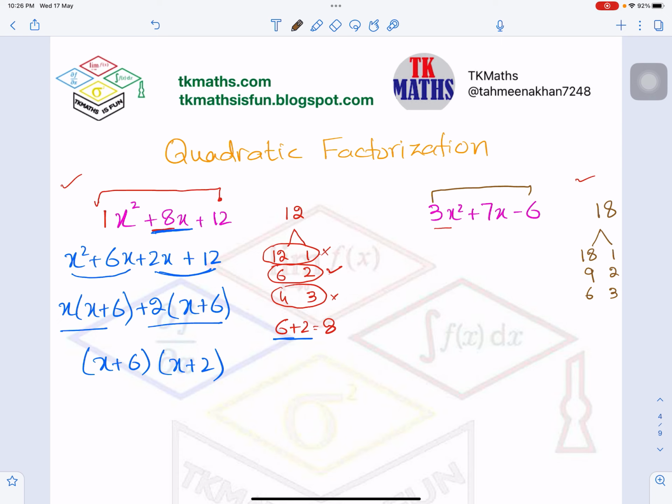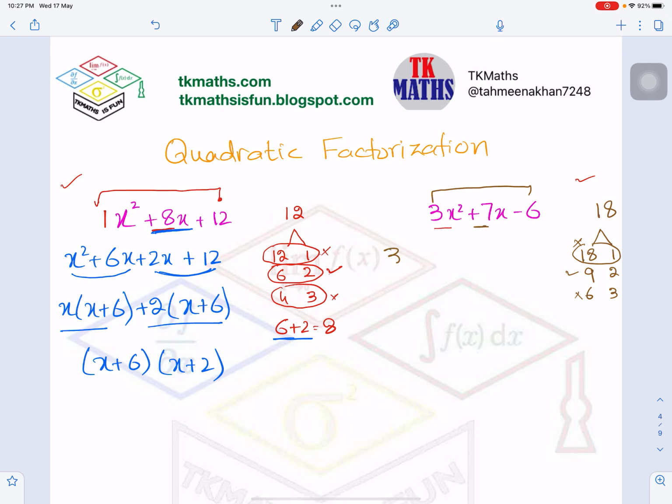Now which one will give you plus 7 here? If you look at the first one, 18 plus 1 is 19 and 18 minus 1 is 17, so out. 9 plus 2 is 11, no. 9 minus 2 is 7, yes. So subtraction of these numbers will give me 7. For the third one, 6 plus 3 is 9 and 6 minus 3 is 3, so this is also out.